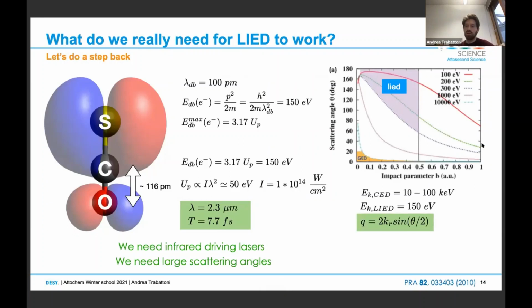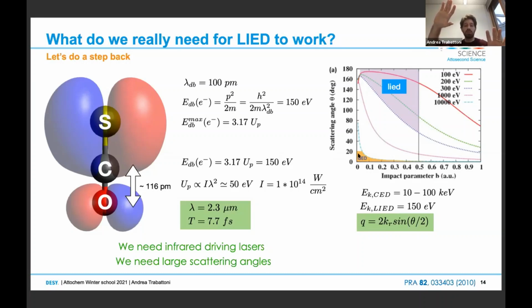Here in this graph, from this PRA paper, you can see how the scattering works for conventional electron diffraction and for LED. Here you have the impact parameter, that is basically the distance between your bullet and your target. If it is too large, the scattering doesn't work, it's not efficient. So you need to be in this region, and they analyze what the scattering angle is for the two methods. And you can see that the two methods really live in parallel universes.